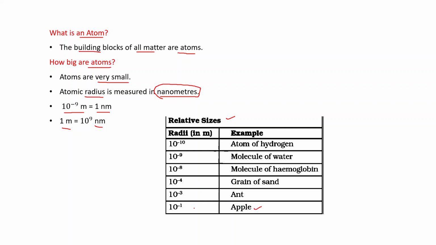Start from apple. This is 10 raised to the power minus 1 meter, which means 10 centimeter. Okay. And this is 10 raised to the power minus 3. Grain of sand, this is 10 raised to the power minus 4 meter. Molecule of hemoglobin, 10 raised to the power minus 8 meter. Molecule of water, 10 raised to the power minus 9 meter. And atom of hydrogen is 10 raised to the power minus 10 meter. You can see how small these atoms and molecules are.